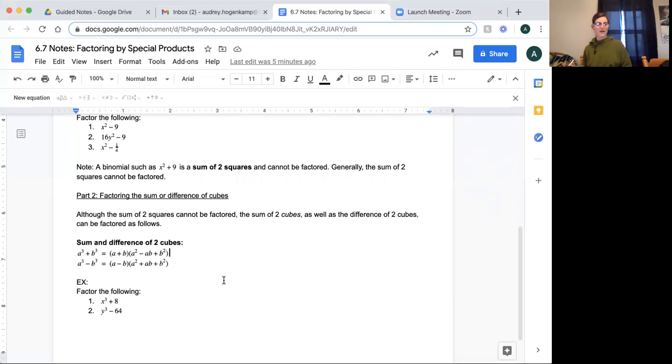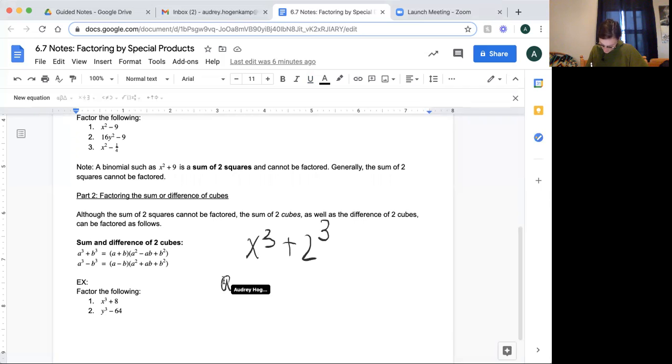So number 1, factor the following: x cubed plus 8. We want to write it in the form of something cubed plus another thing cubed, because that's what our formula tells us. So we think, what is the cube root of 8? The cube root of 8 is 2. So we can rewrite this as x cubed plus 2 cubed.